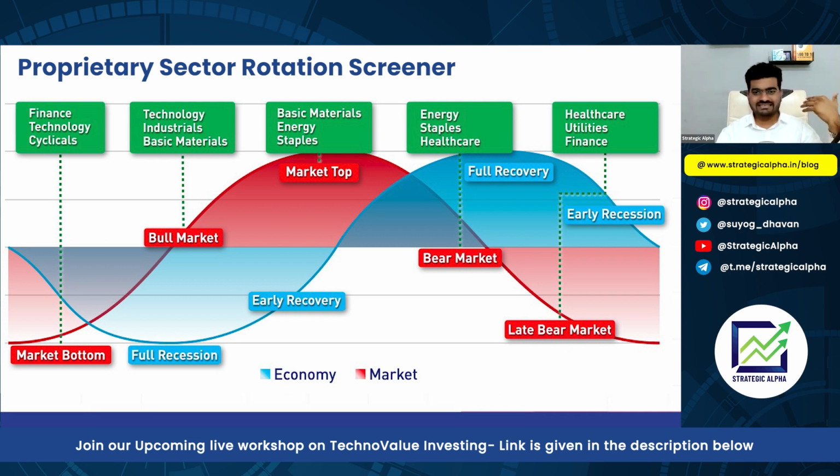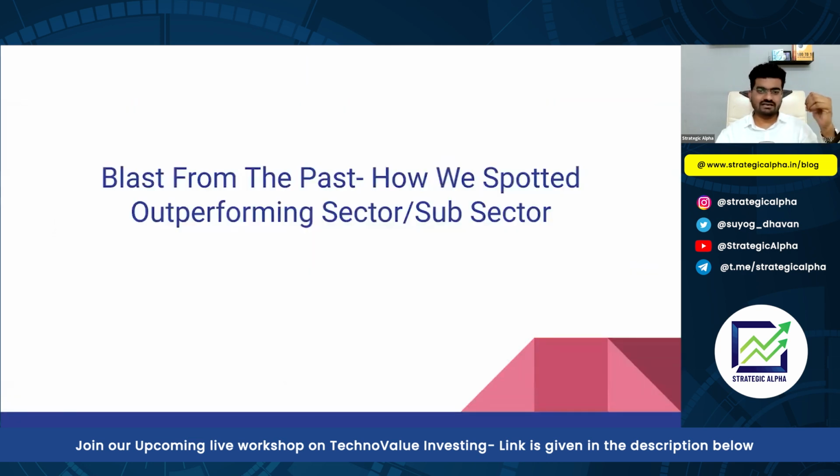So here you will be able to spot which is going to be the upcoming sector. PSU Bank is the leading sector, which I saw 2 days back, and this is the weekly time frame. What it means is, on a short to medium term basis, PSU Banks are set to outperform once again. I also posted that. I'll be showing that once again at a later stage. So, a blast from the past: how we spotted outperforming sectors or subsectors.